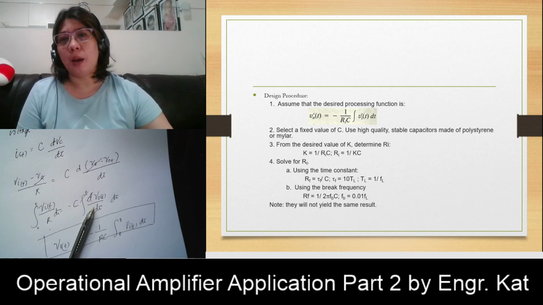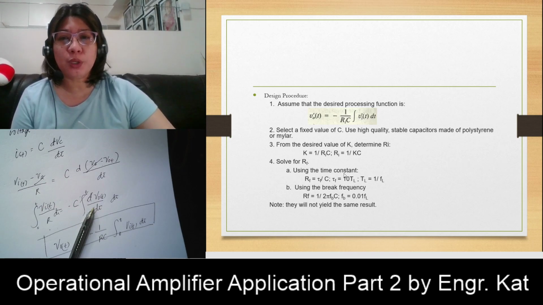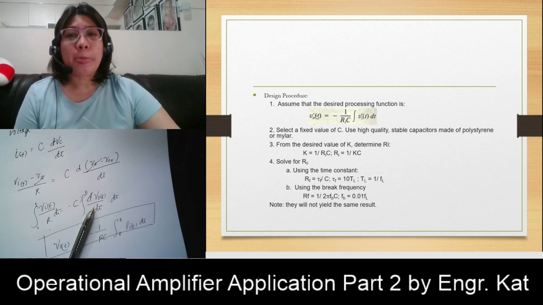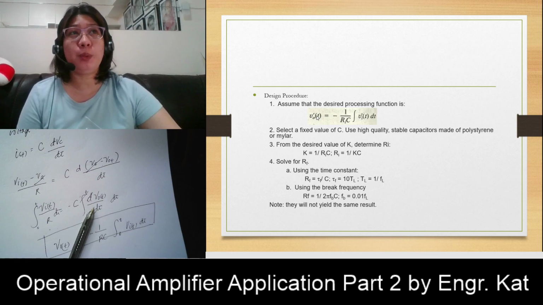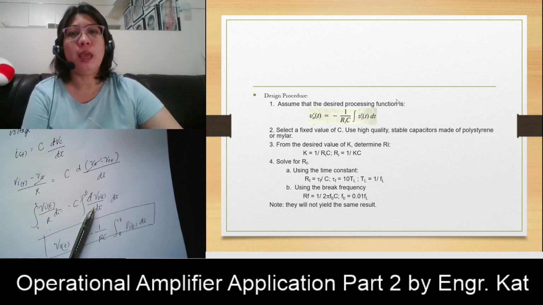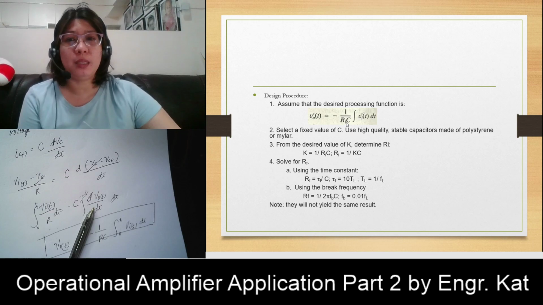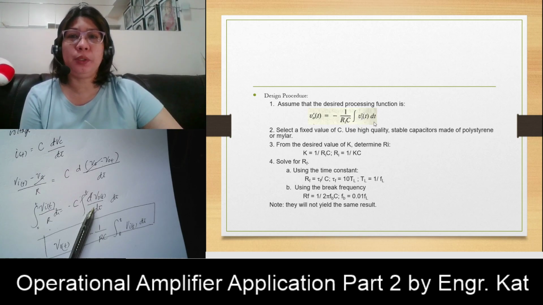This is the simple design procedure for an AC integrator circuit. Number one, we assume that the desired processing function is VO prime, meaning we have a feedback resistor in parallel with your capacitance, equivalent to negative 1 all over RIC, where R here is the input resistance, times the integral of your V input dt.